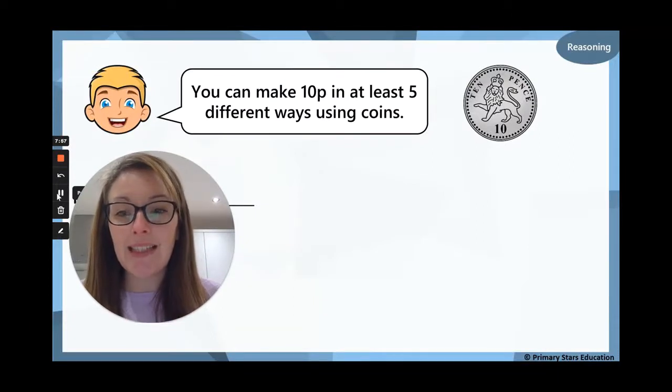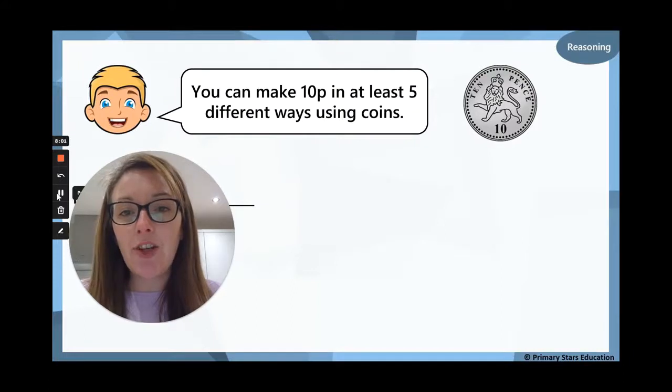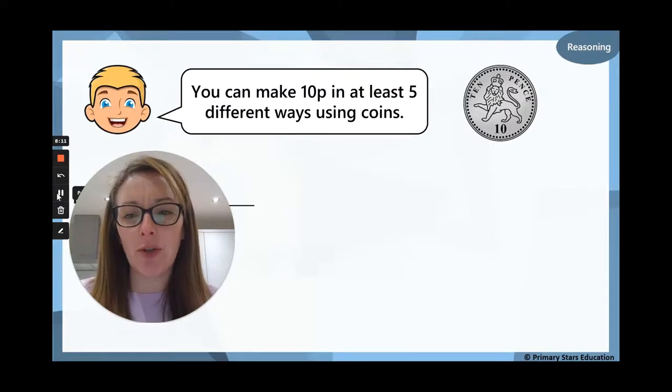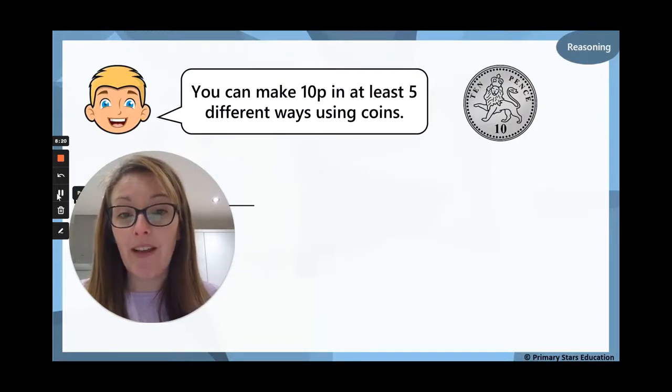So your last task for today is to see, can you make 10p in at least 5 different ways using coins? So 10p, how else could you make that same total? So you can use 1p coins, 2p coins, 5p coins, and put them together in different ways to find me 5 different ways of making the same amount. So you could draw that on a piece of paper and take a photograph and send it to your teacher.